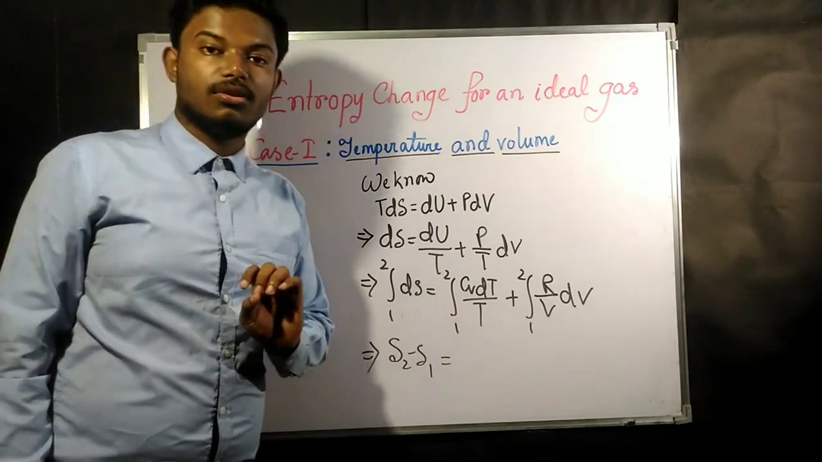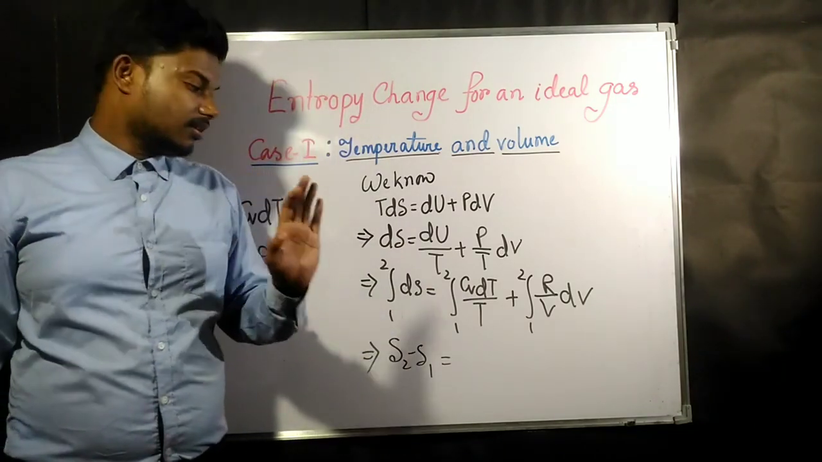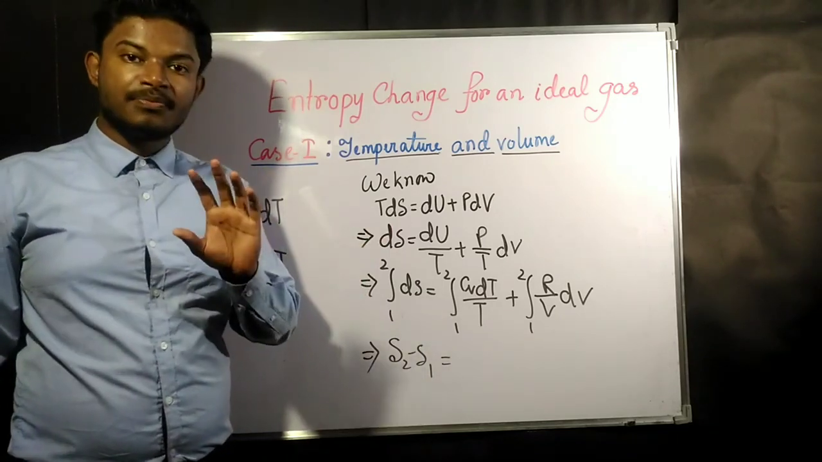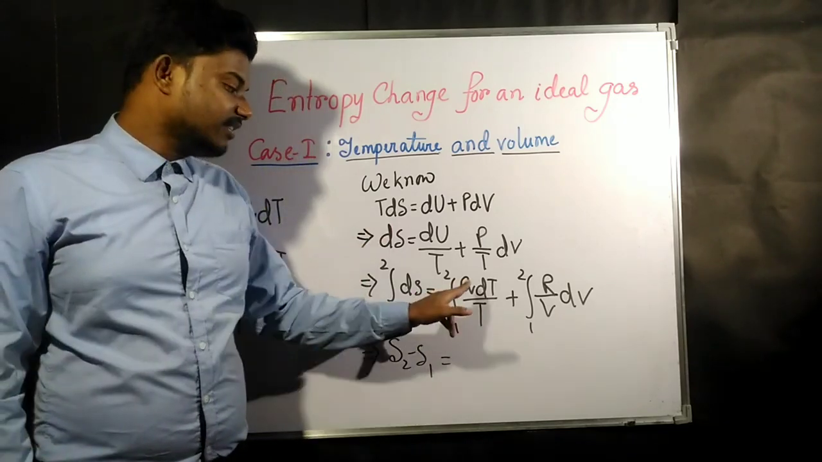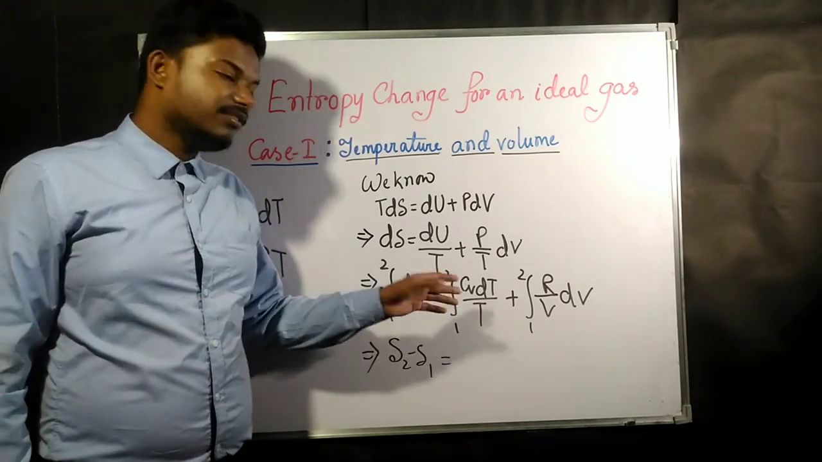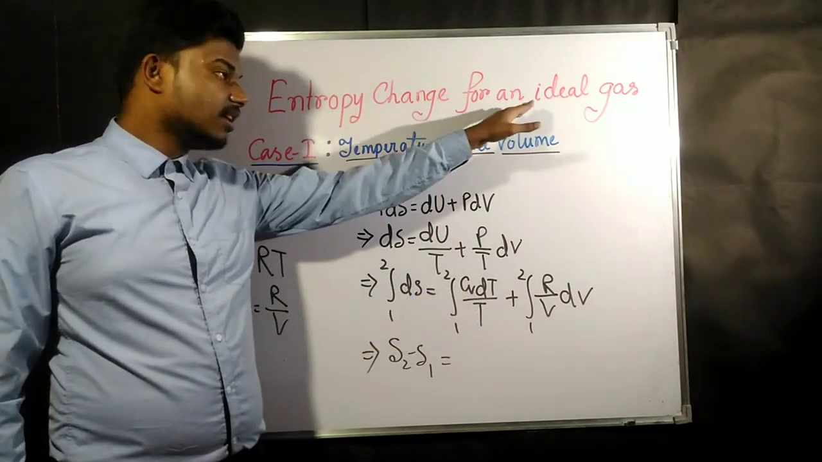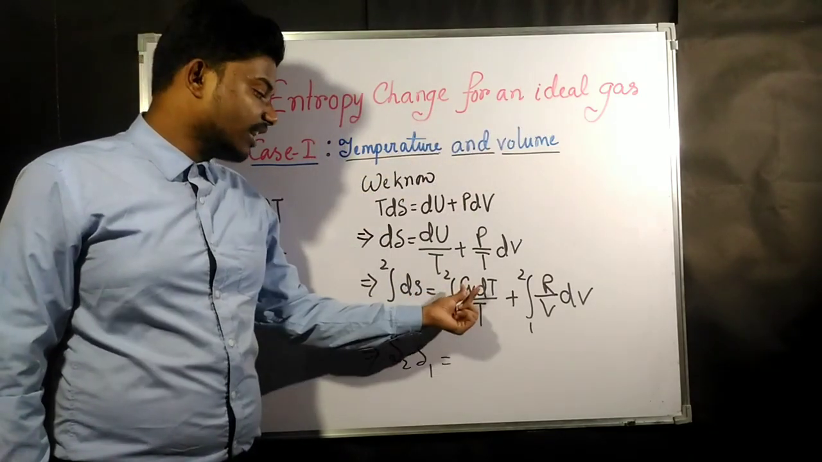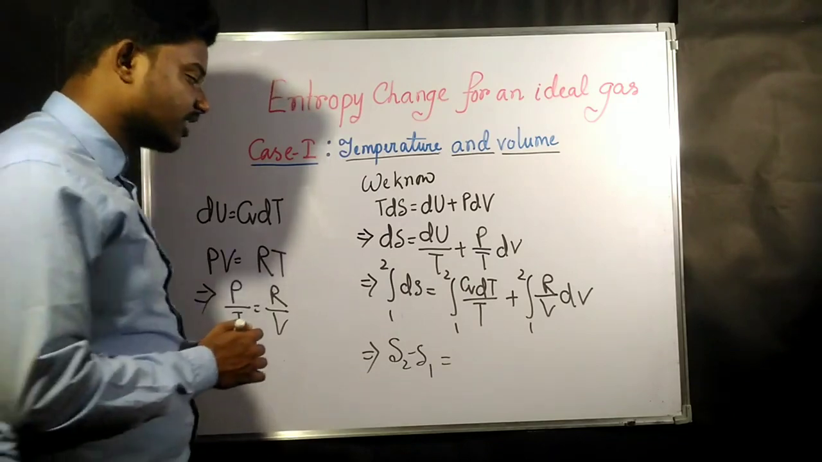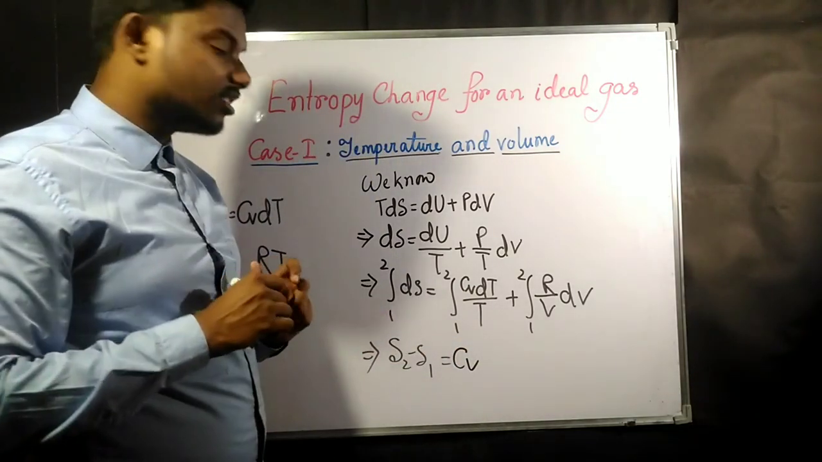From this, Cv is going to have a constant value, or you can directly say Cv is constant for any gas, because for liquid and solid Cv and Cp values are the same. So for any gas, since we are mentioning here ideal gas, Cv is going to be constant, so Cv is going to come out.